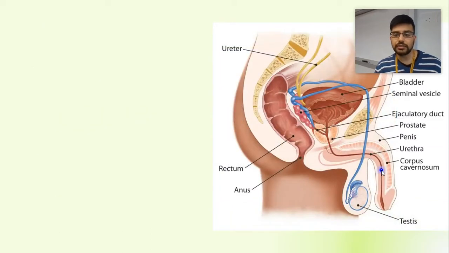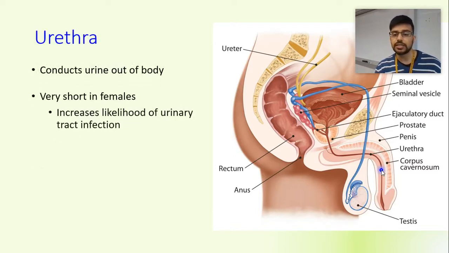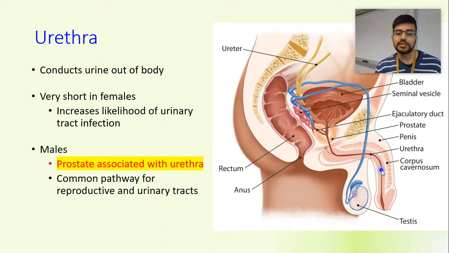In males, on the other hand, the urethra is very long. It's super long, so if there ever is a bacterium that gets into the urethra, it takes a long time for it to get into the bladder, so it's less likely for the UTI to form. But still, it's a good idea to pee after sex to flush out anything that's in there.